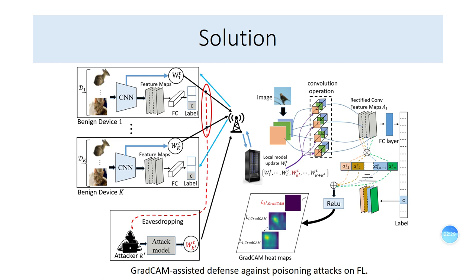The reconstruction errors of the heat maps are measured, and a threshold is created based on the statistics of the reconstruction errors. A reconstructed heat map with a reconstruction error surpassing the threshold is categorized as atypical, and the corresponding model update as malicious.